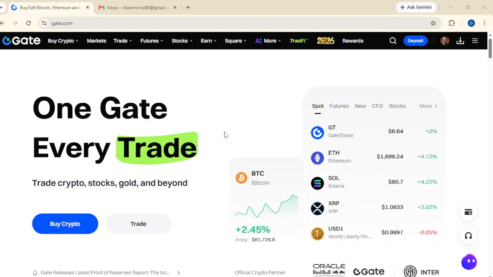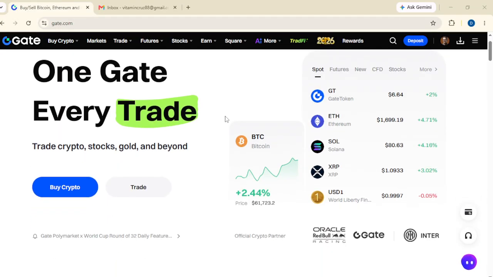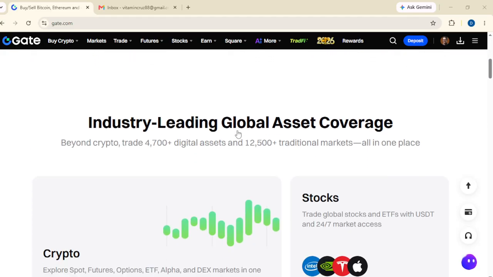In today's video, I will walk you through how to view the order book on Gate. If you're planning to trade cryptocurrency on Gate, understanding the order book can give you valuable insight into market activity. The order book shows the current buy and sell orders for a trading pair, helping you see where traders are willing to buy or sell at different prices.